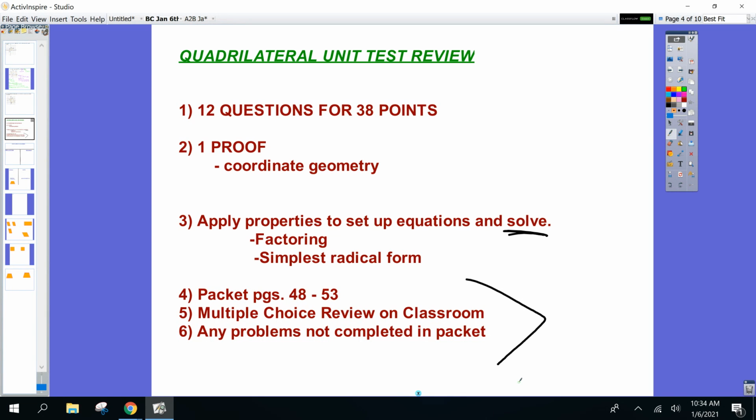Here is a figure. Here's the angles or the side measures. Find this. And you're going to have to know the darn properties to be able to set up an equation for it and then solve it. That's what the other 11 questions are.